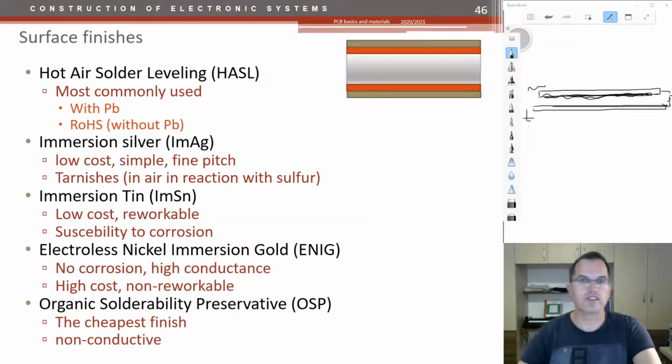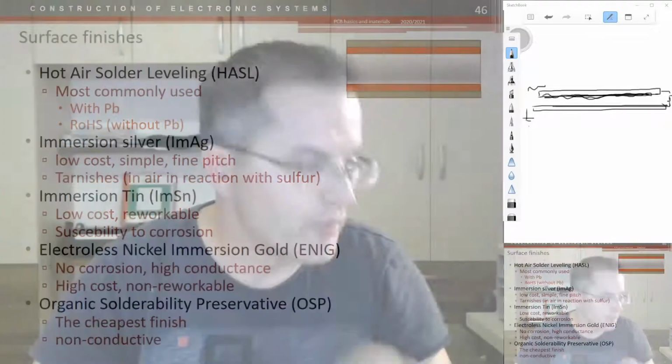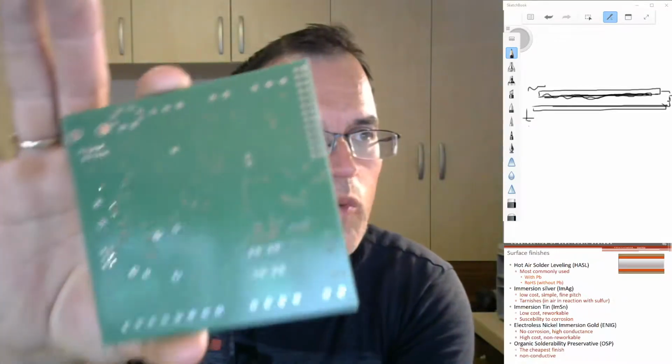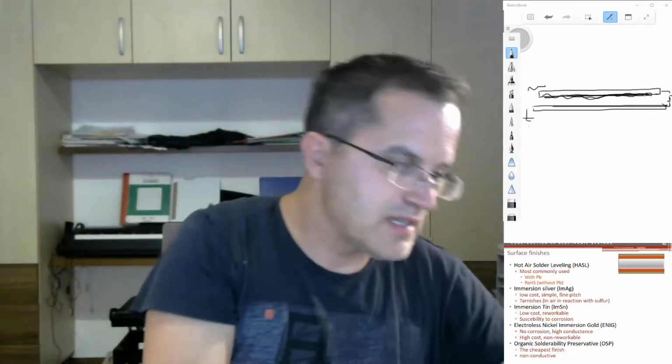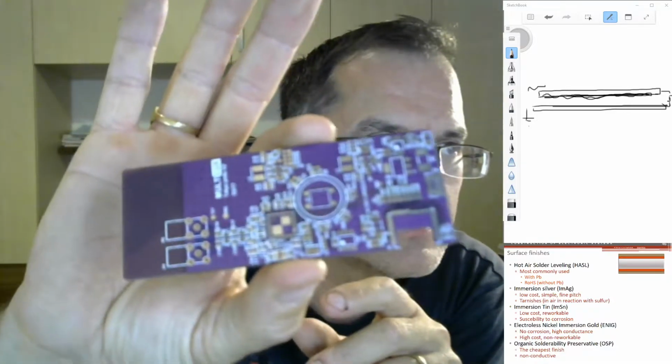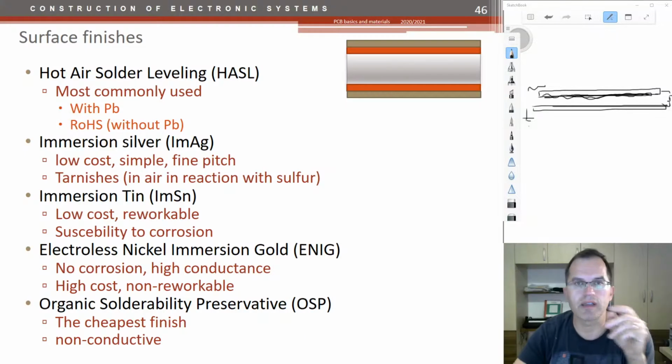Okay, let me finish with the surface finishes. Excuse the pun. So we have different surface finishes. I'm not talking about the green stuff here, I'm not talking about this surface finish. I'm talking about these little islands here, you see. Or not white, the silver pads. So these silver pads, this is what I'm talking about. I'm not talking about the purple-green coating. So let's go back to the surface finishes.